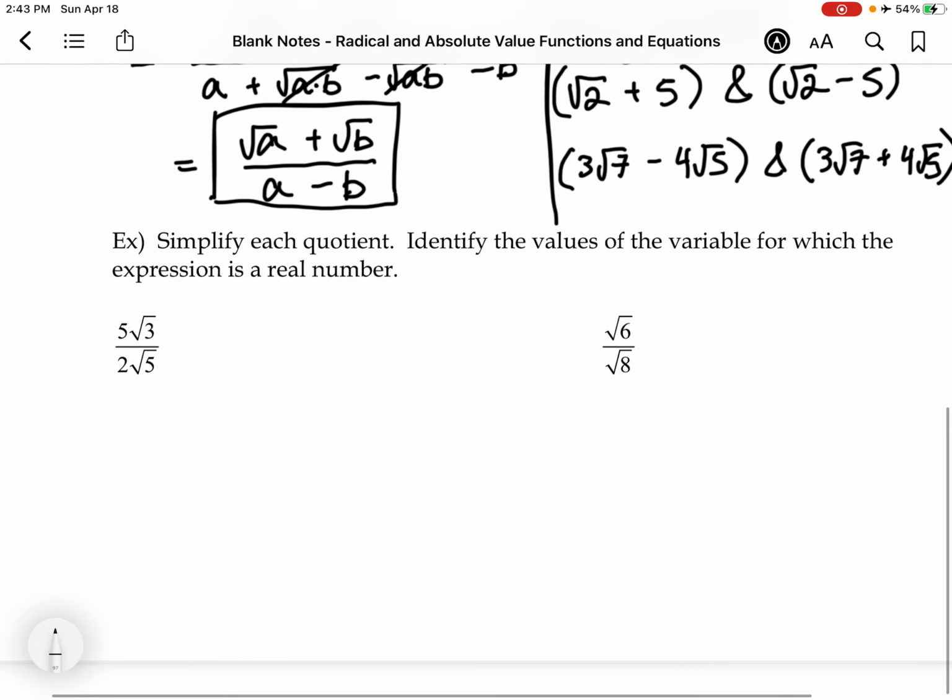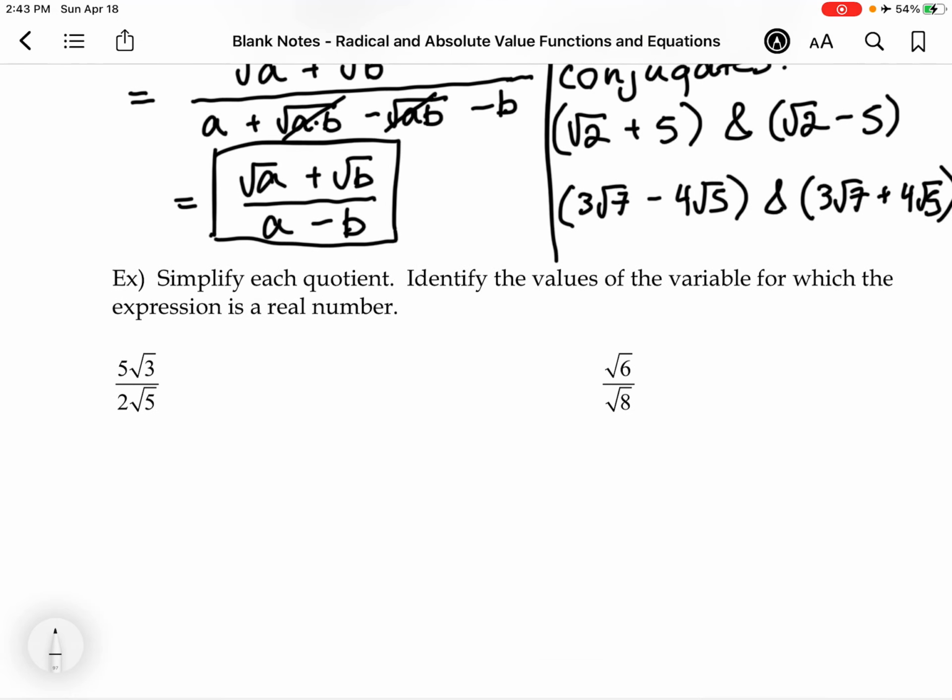All right, so let's practice some of this. So simplify each quotient, identify the values of the variable for which the expression is a real number. So that'll come on the next page. We don't have any variables yet. Okay, so simplify each quotient. Well, first we need to rationalize these quotients. So we're going to do that first. Now, in order to rationalize these quotients, in the first case, we need to multiply by root 5 over root 5.